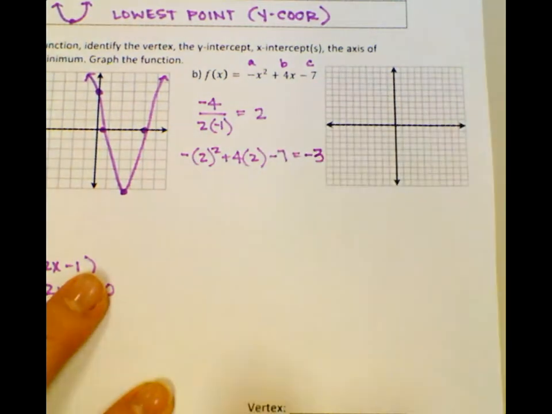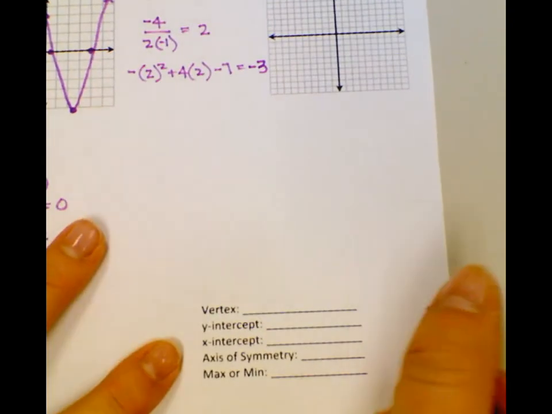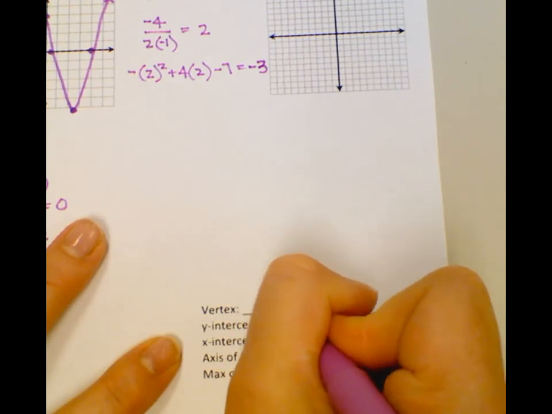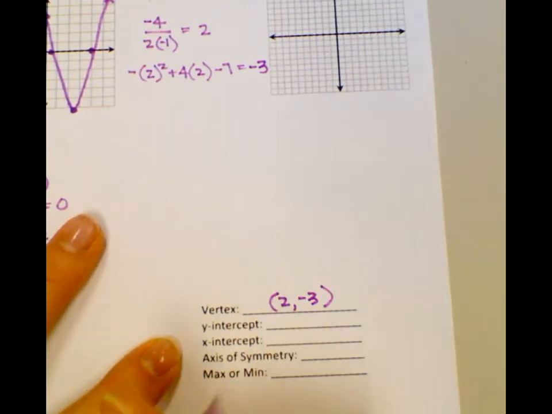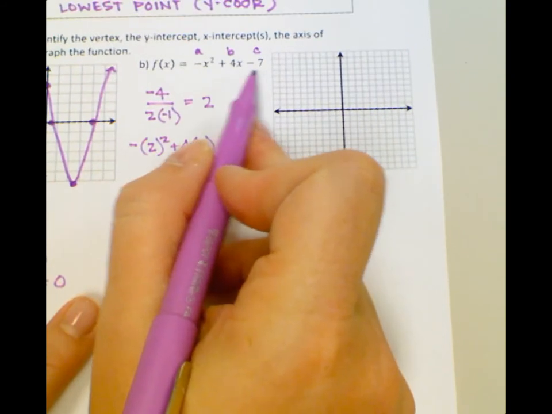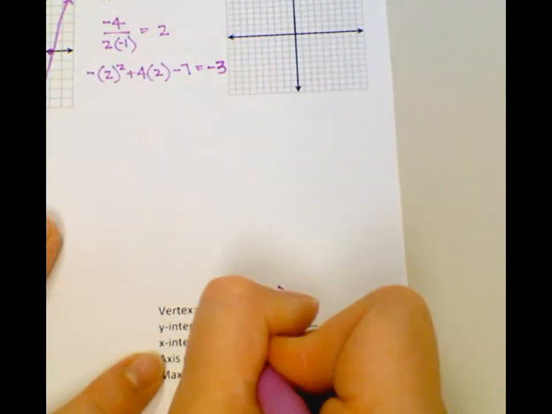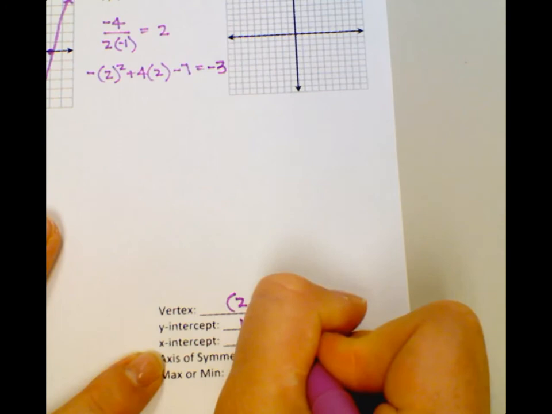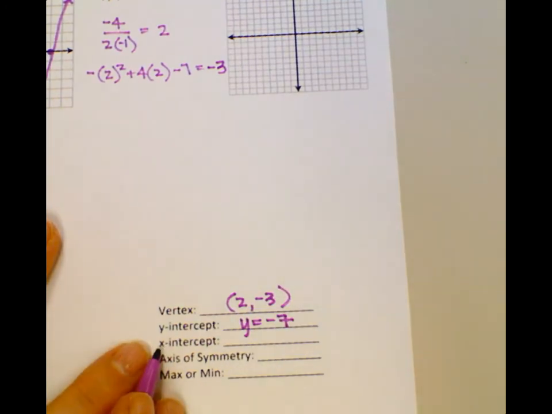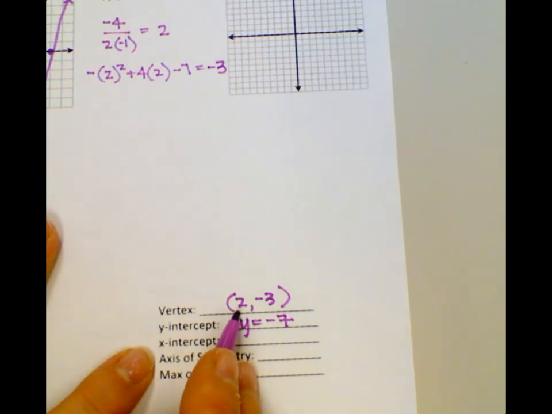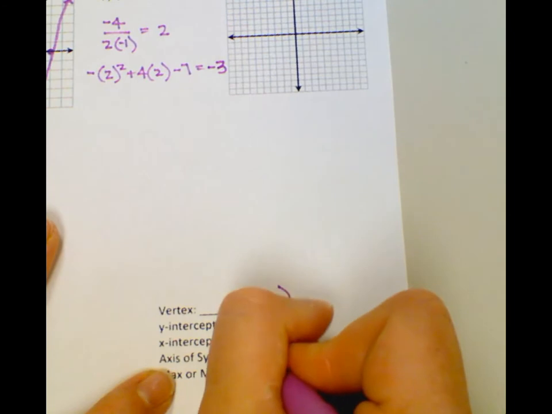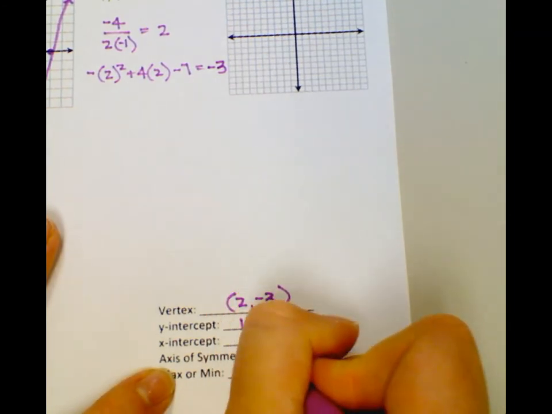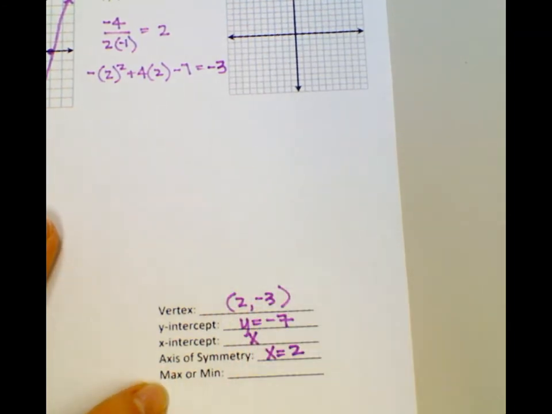So there's your vertex right here. So again, down here on the line, my vertex is 2, negative 3. Your y-intercept is easy. Remember, it is the constant, so negative 7. Y equals negative 7. Can't really do the x-intercept yet, but I can do my axis of symmetry, because remember, your axis of symmetry is your x-coordinate. So right there at 2. So x equals 2. Max or min, we're going to wait for.